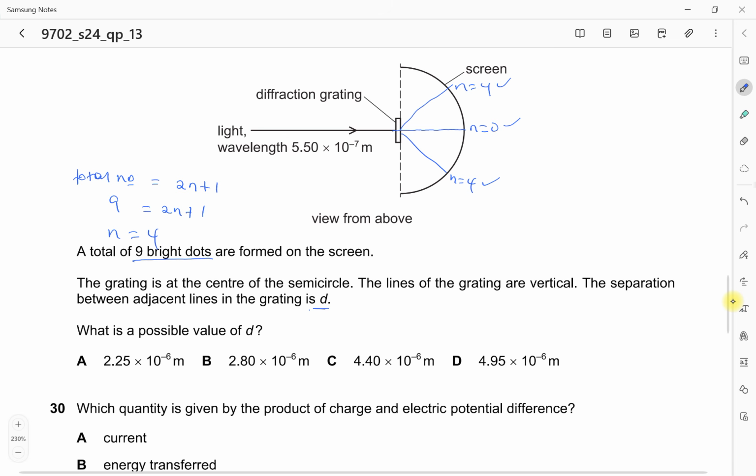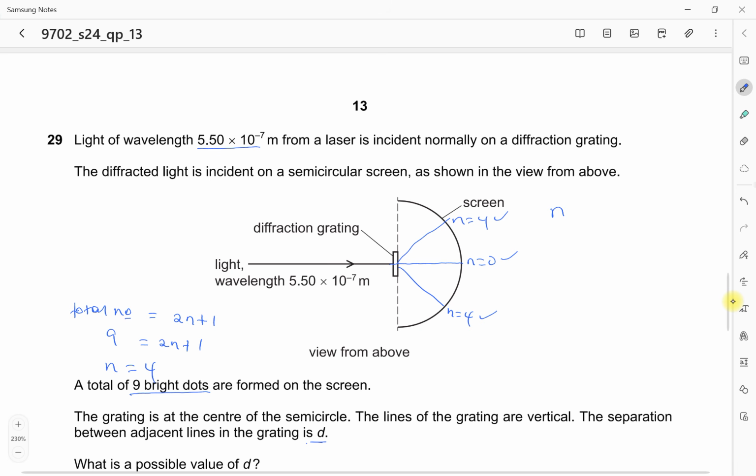So remember, for a diffraction grating, n times lambda is equal to d sine theta. Remember, n is not 9. 9 is the total number of orders. We have the 0 order, first, second, third, upwards, up to the fourth. 0 order, first, second, third, and the fourth at the bottom. So the maximum order is 4 from the center. So n is 4, and we want to find d.